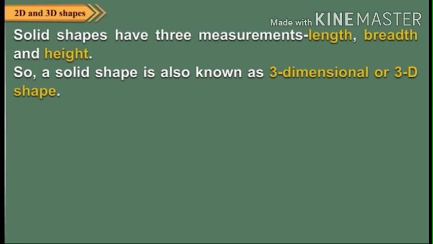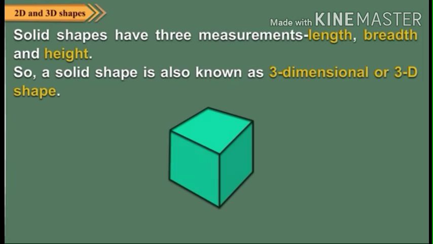Children, now let us know about some solid shapes. Solid shapes have 3 measurements: length, breadth, and height. So a solid shape is also known as three-dimensional or 3D shape. Solids have faces, edges, and vertices.